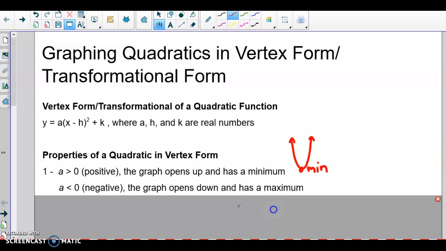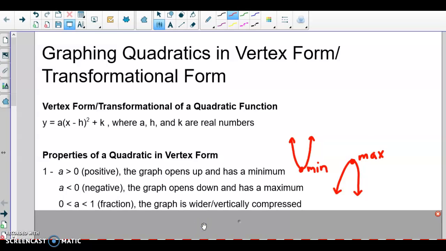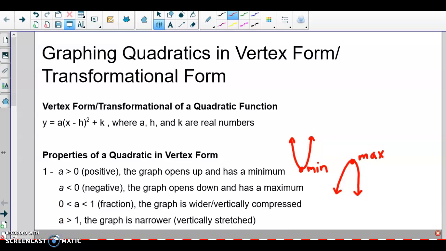If A is negative, we know that's a reflection. So if A is negative, it opens down, it flips it upside down, and we have a maximum. We also know if A is a fraction between 0 and 1, the graph looks wider because it's vertically compressed. And then last, we also know this. If A is bigger than 1, the graph looks narrower because that graph is vertically stretched.